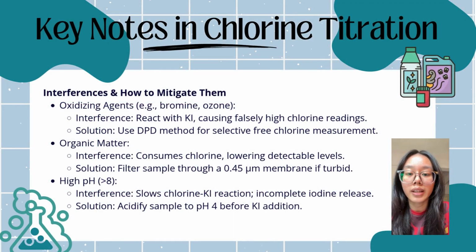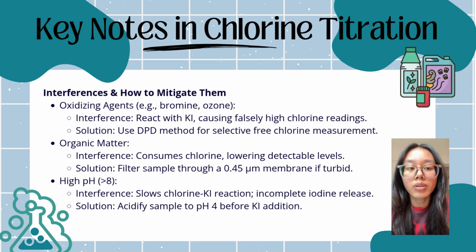Interferences and how to mitigate them. First, oxidizing agents, for example, bromine, ozone, etc. Interference: these substances can react with potassium iodide, producing iodine and giving falsely high chlorine readings. Solution: use the DPD method, which is more selective for free chlorine and avoids this interference.